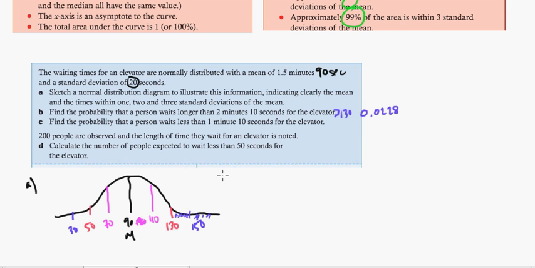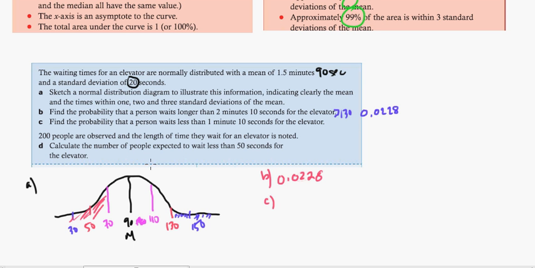Now find the probability that a person waits less than 110. Well, that's 70. So that's right here. So B would be 0.228. Let's erase that. 0.228, and then let's do C. Now C, they're saying less than basically 70 seconds, so they're talking about this area right in here.